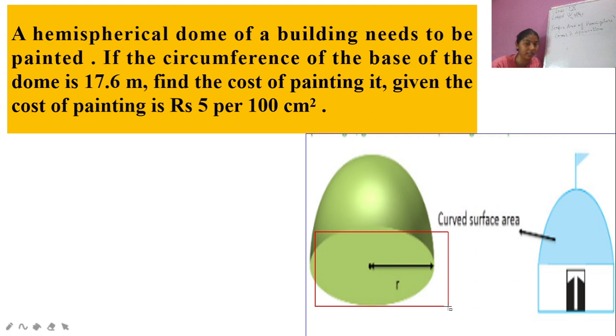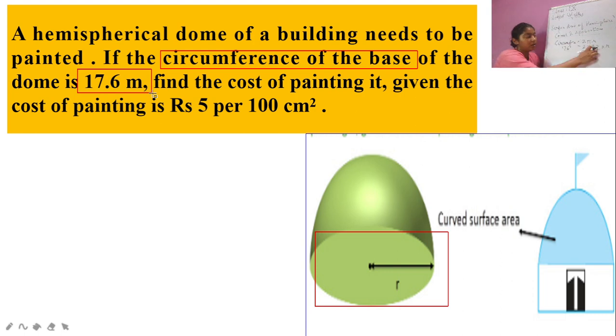For area we need the surface area, right? So firstly we can use the statement given to us, that is the circumference of the base of a dome, which is 17.6 meter. So students, do you know the circumference of a circle? That is 2 pi r, right? So substitute all the terms. We don't have the radius, so leave it. Move these terms to the other side because we have to find the radius, right?